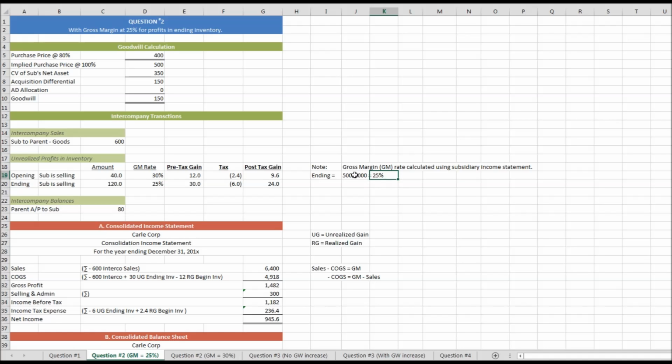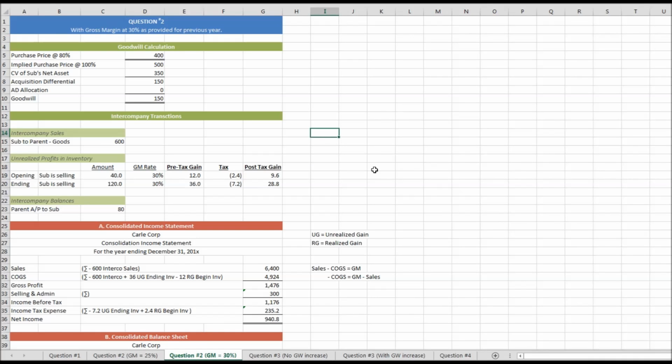So what we're going to do now is, since most people used 30%, we're going to carry on this problem using the gross margin of 30% right here. So that's simply the next tab over. All right, so we divide our amounts that the sub had sold by 30% to figure out what profit the sub had made on this inventory, or we're calling it gross margin here. And these are our pre-tax gains that the sub is making right here.